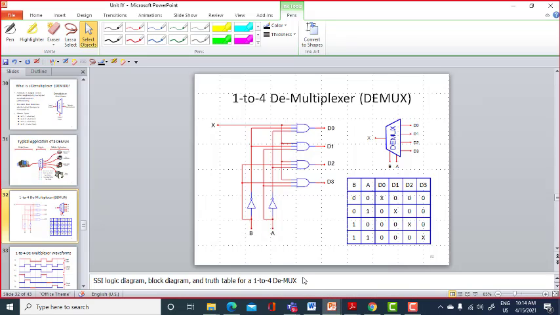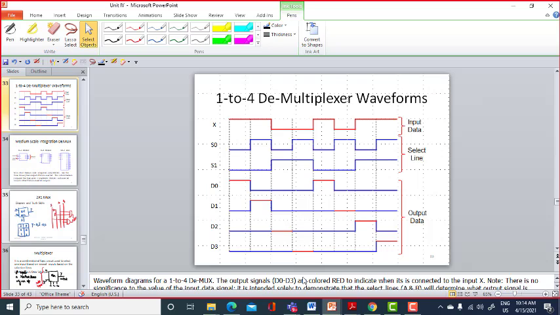So this is about a demultiplexer. X represents your input. So the waveforms for your demultiplexer: the select line will determine which output the input is connected to. So now the select line is 0 0. The input is X, that should be connected to D0. I'm sorry, D0. Accordingly, you can take ahead with your demultiplexer waveforms.